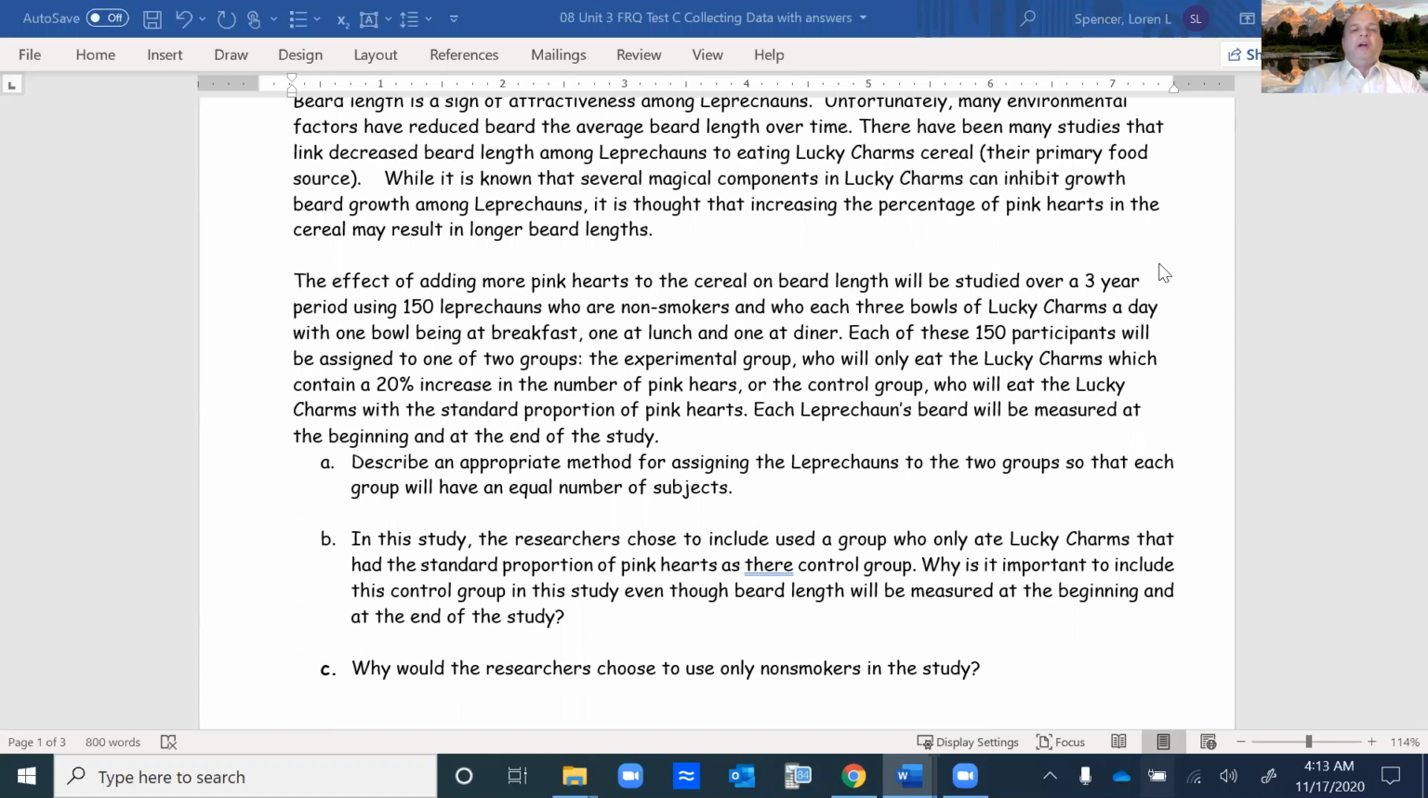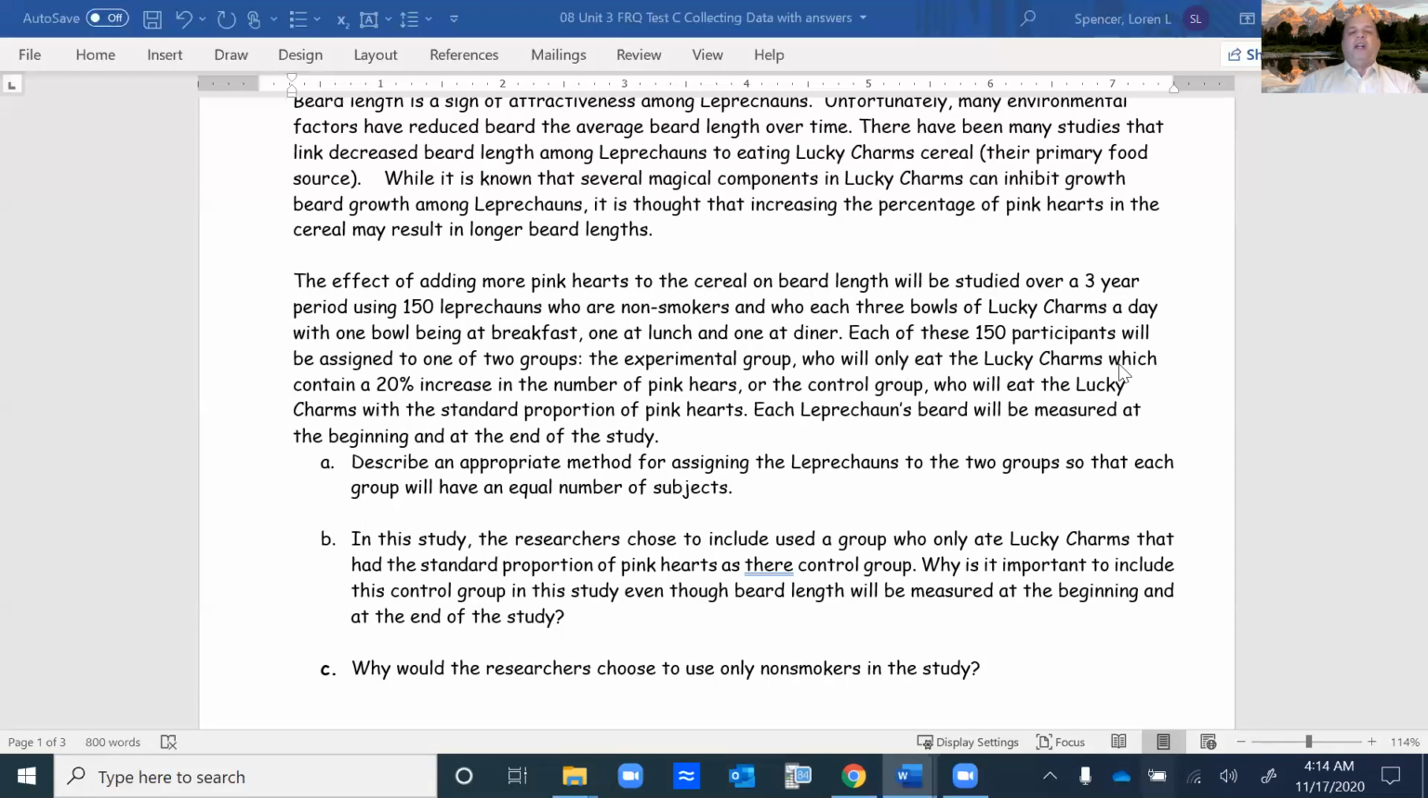The effect of adding more pink hearts to the cereal on beard length will be studied over a 3-year period using 150 leprechauns who are non-smokers and who each eat 3 bowls of Lucky Charms a day, with 1 bowl being at breakfast, 1 at lunch, and 1 at dinner. Each of these 150 participants will be assigned to one of 2 groups. The experimental group will eat the Lucky Charms, which contains a 20% increase in the number of pink hearts, or the control group who eat the Lucky Charms with a standard proportion of pink hearts. Each leprechaun's beard will be measured at the beginning and at the end of the study.